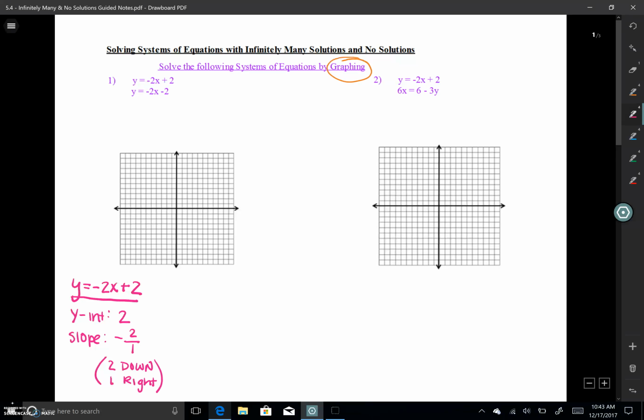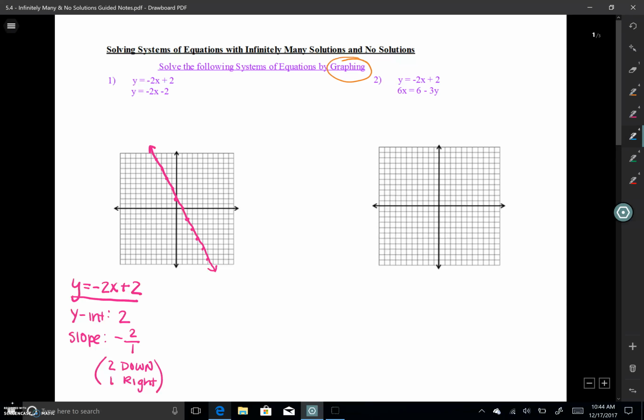So I can go ahead and plot that. I have my y-intercept of positive 2 right here. I'm going down 2 to the right 1, down 2 to the right 1, all the way across my graph until I hit the edges, and also working it in reverse so I hit the edge in the opposite direction. Once I have all my points plotted, I'm going to connect all of those points. And that pink line there is the graph for the first equation.